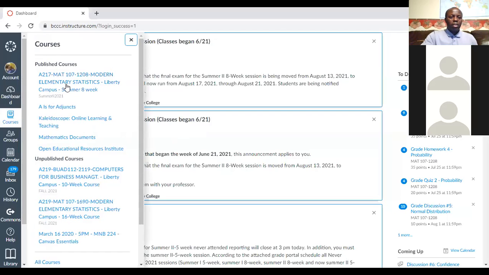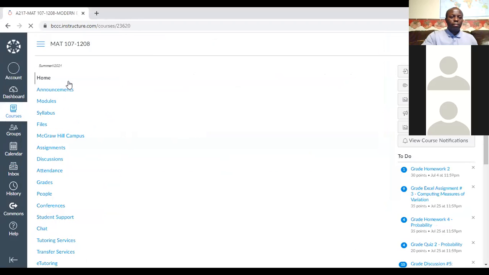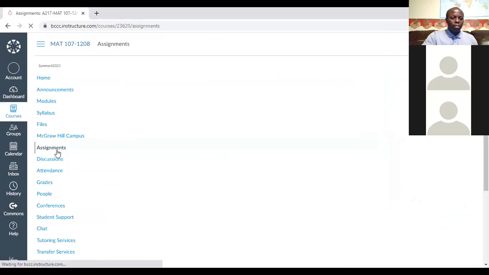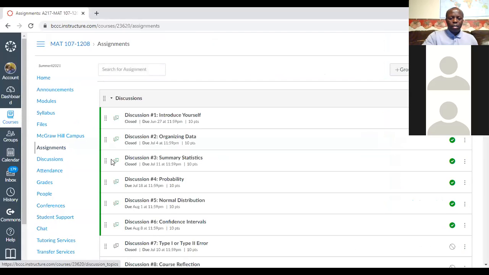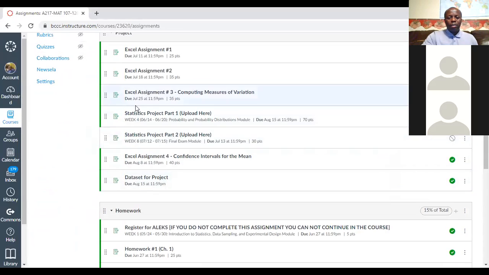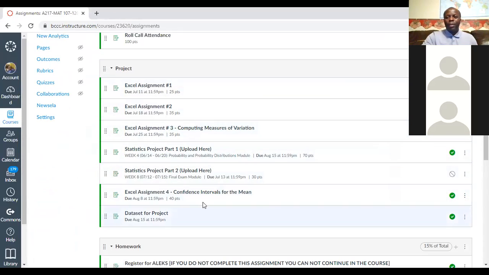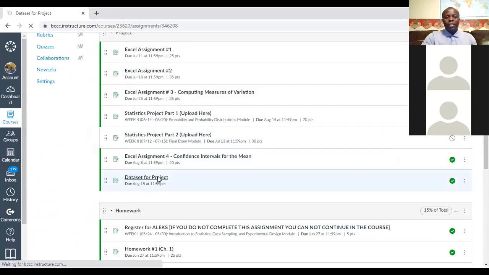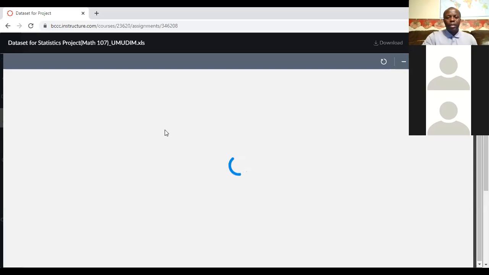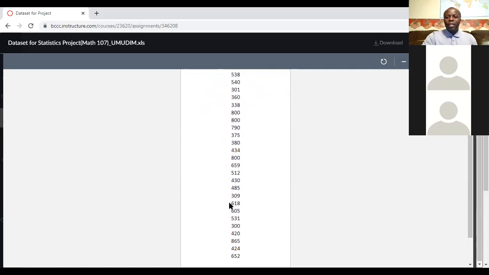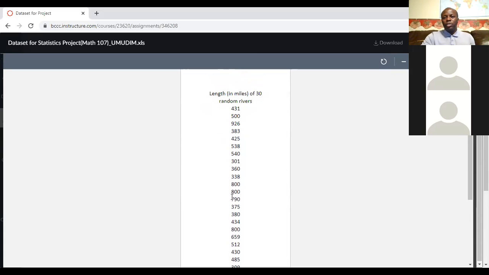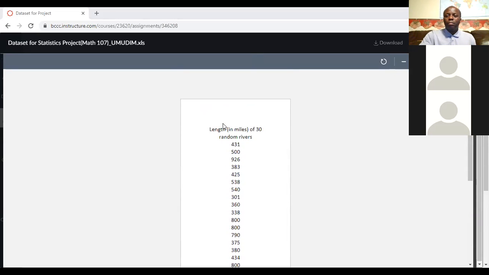And I want to show you something more about the project. At the end of the project is located here. Your course is this one here, and this is your project. Click on assignment, then scroll down and you will see a project right here. All these Excel assignments together are part of the project, but this is the main project. This is the data set you use for the project. What you're going to do is type these numbers in the Excel and then use it to answer the questions in the project. So be careful so you don't miss a number. Type it, and then you put it in the project.